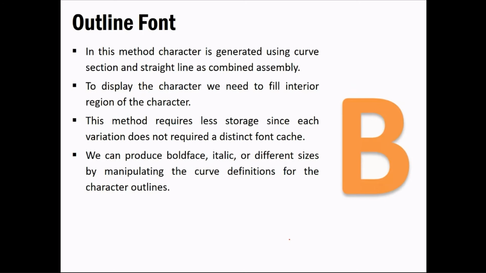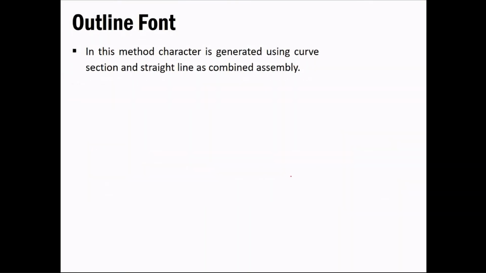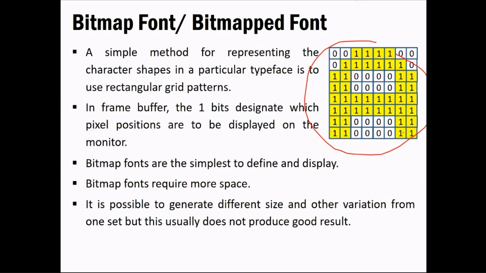So this method requires less storage since each variation does not require a distinct font cache. As I told you, this was the case in the previous example. Over here we have this kind of information for A, as you can see. Now, if you consider the English language, then we need this kind of information for each and every character or alphabet. So now we need 26 such pieces of information to be stored in our frame buffer.